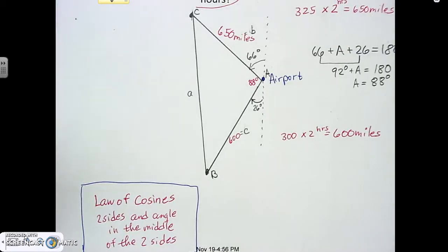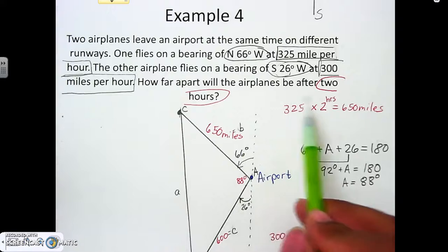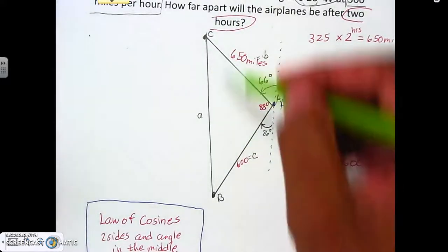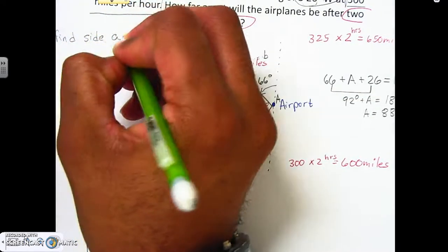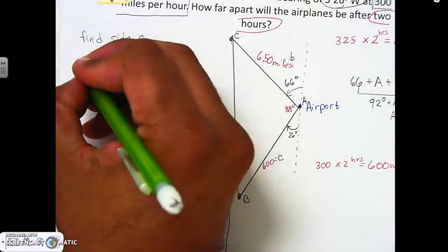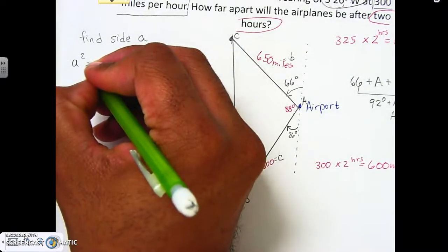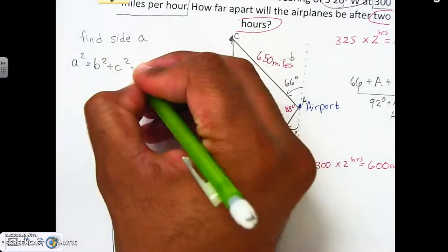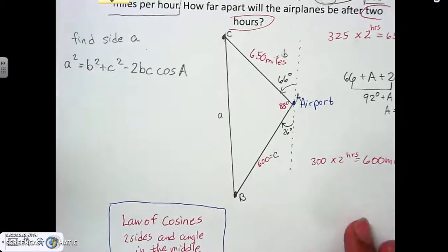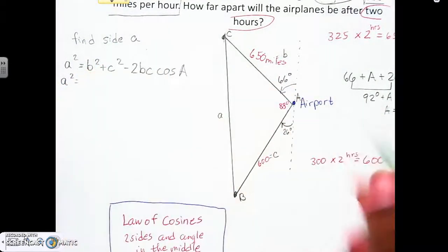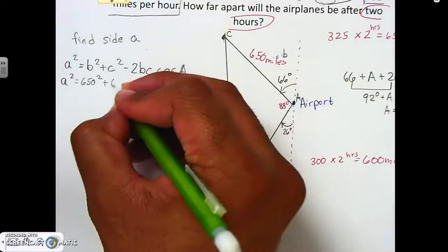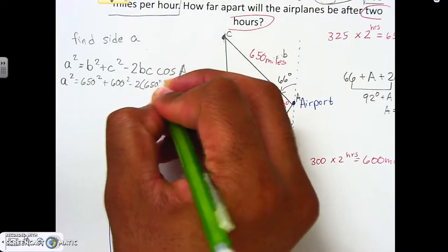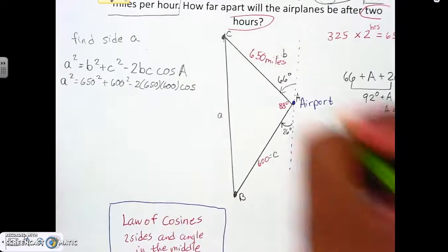Alright, so the question is, how far apart will the airplanes be after 2 hours? So we're trying to find side A, right? So let's find A, and let's use the law of cosines that deals with A squared equals. Remember, that formula is given to you on the final exam, but here we kind of know it already. So we keep the A squared, B is 650, C is 600. A squared equals 650 squared plus 600 squared minus 2 times 650 times 600 cosine, and our angle A is 88.